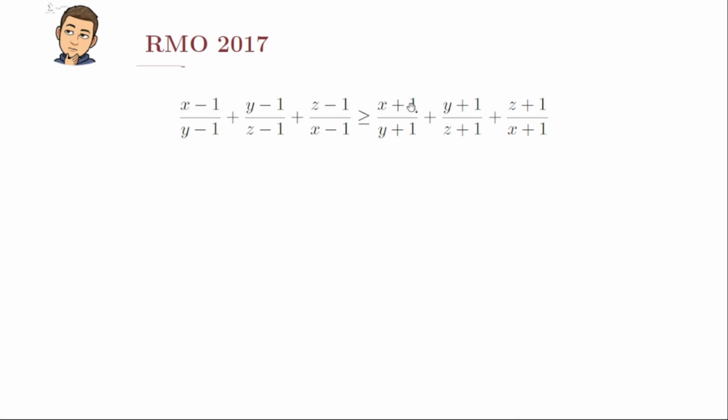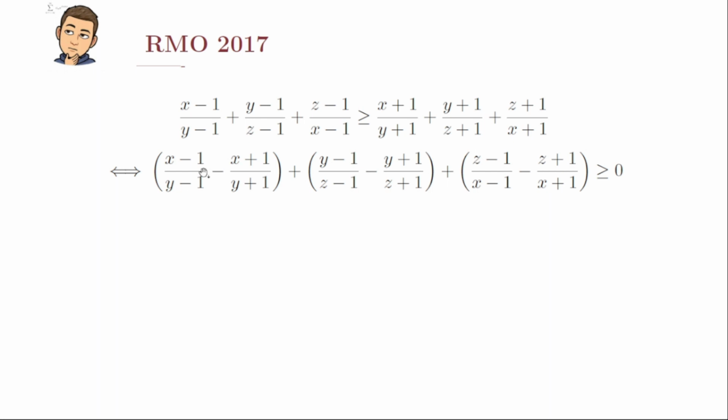We will rewrite the inequality. So I will move the right hand side to the left hand side. I just subtract both sides by the right hand side, and I group the x over y terms, y over z terms and z over x terms. So the original inequality is equivalent to this one, and it must be non-negative. And then we just simplify each group here.